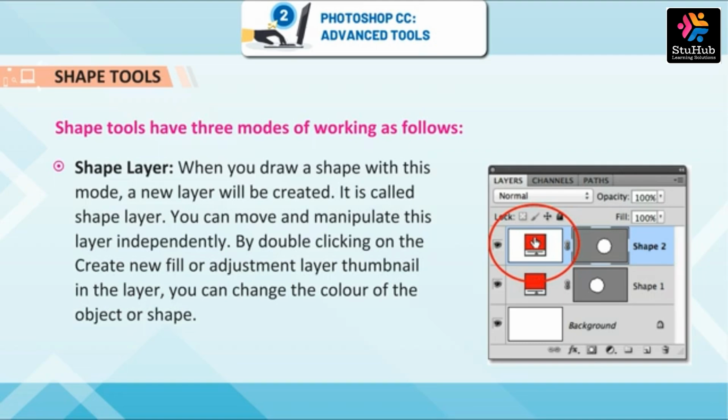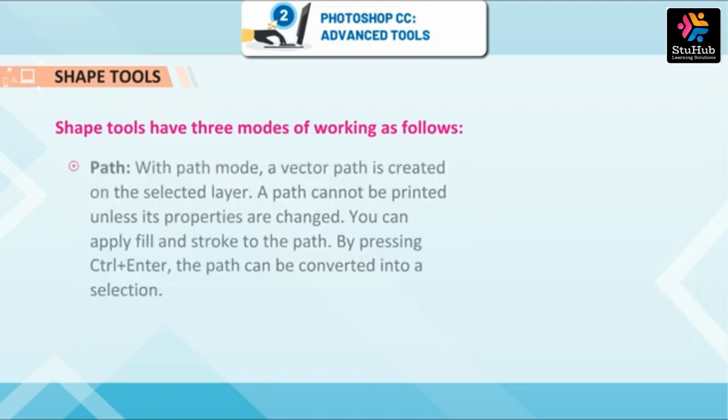It is called shape layer. You can move and manipulate this layer independently by double-clicking on the Create New Fill or Adjustment layer thumbnail in the layer. You can change the color of the object or shape.